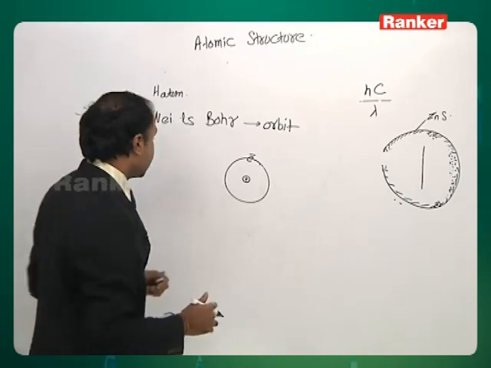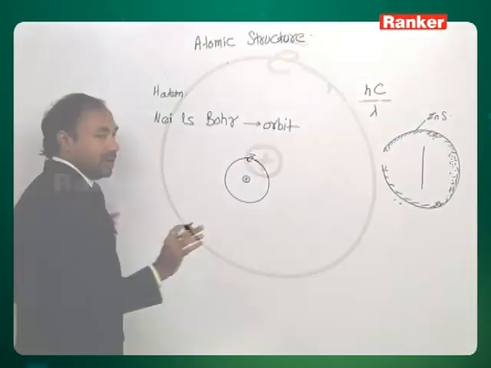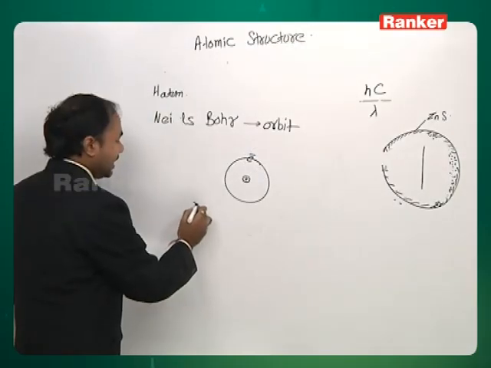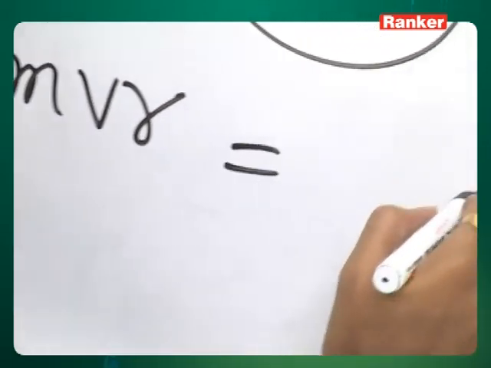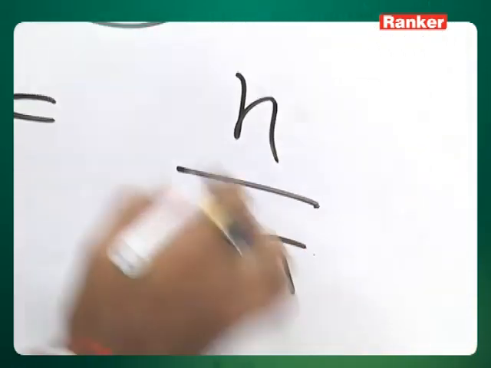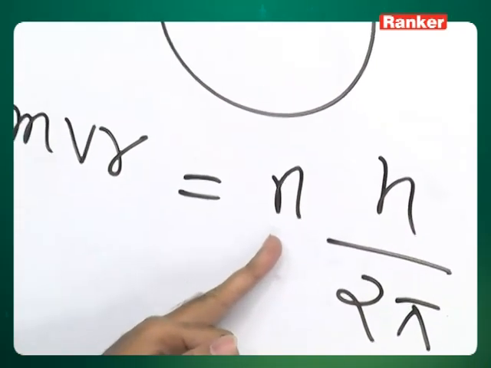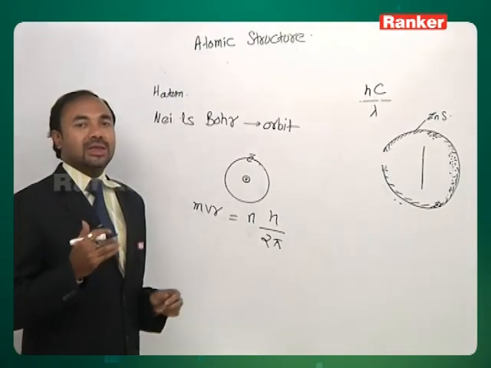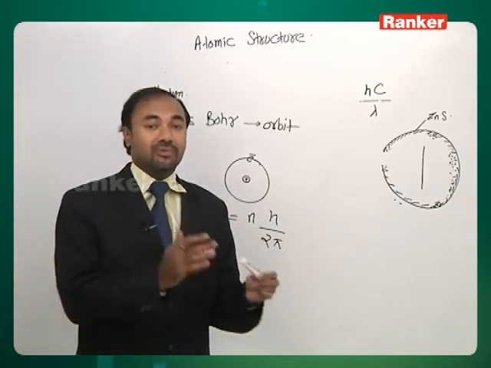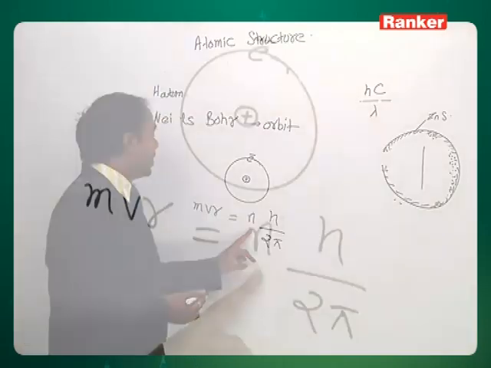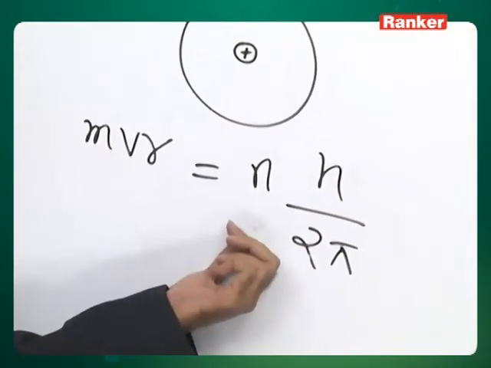He did some calculations and found that the electron can revolve around the nucleus only in those pathways where its angular momentum, mvr, is equal to nh upon 2 pi, an integral multiple of h upon 2 pi. The value of n will be 1, 2, 3, up to infinity, actually less than infinity, but in integral multiples of h upon 2 pi only. This is what Bohr said.